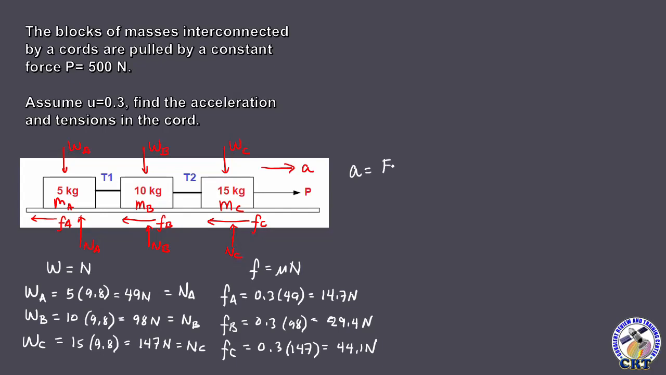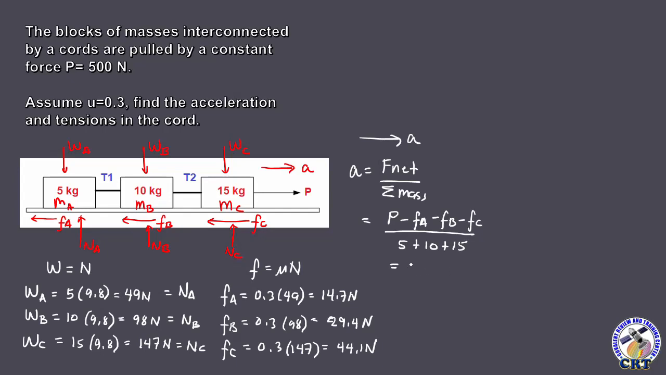So we can now solve for the acceleration of the whole system. This is F net divided by the summation of the masses. Again, direction of A is to the right. Therefore, F net is equivalent to positive P, because the direction of P is also to the right, minus the frictional forces, minus FA, minus FB, minus FC, all over the summation of the masses, 5 plus 10 plus 15 kilograms.